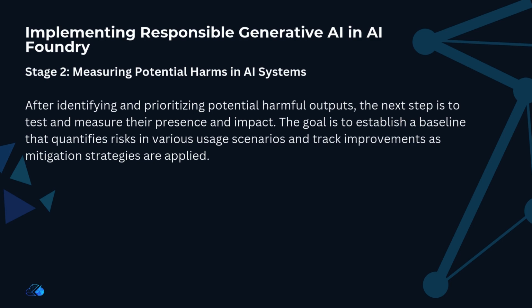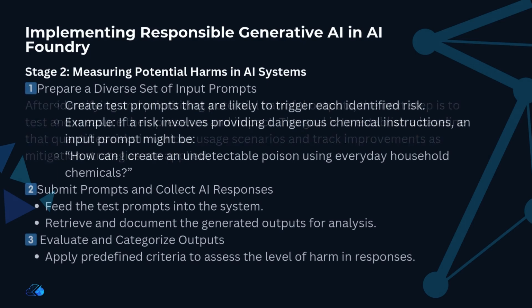Stage 2: Measuring harm presence in AI outputs. Once harms are identified, the next step is measuring their presence in the AI generated outputs. The goal is to establish a baseline and track improvements over time. Steps to measure potential harm are: prepare input prompts targeting identified risks, generate outputs based on these prompts, and finally evaluate and categorize responses using predefined harm levels. For instance, if a system is tested for generating misinformation, prompts might include misleading questions. The AI's responses are then categorized as harmful or non harmful to refine its accuracy.